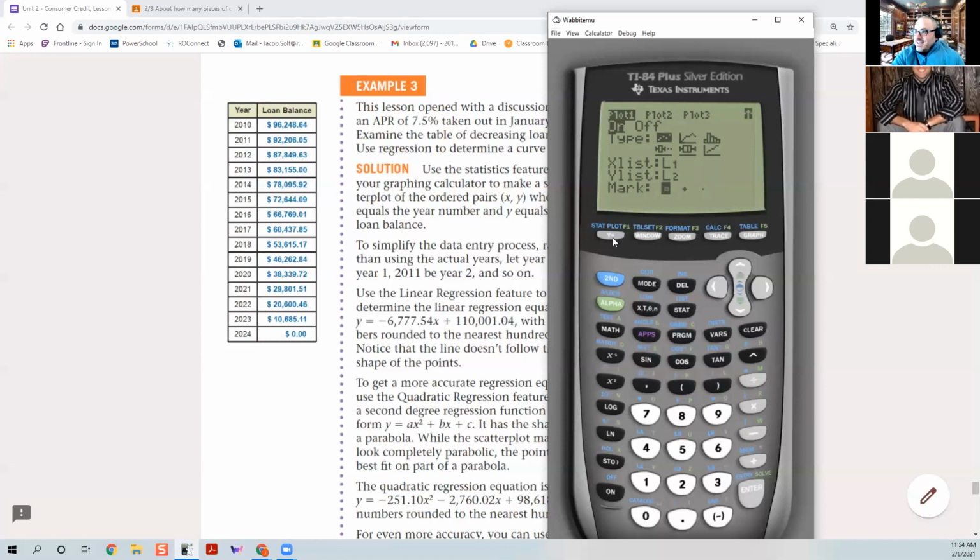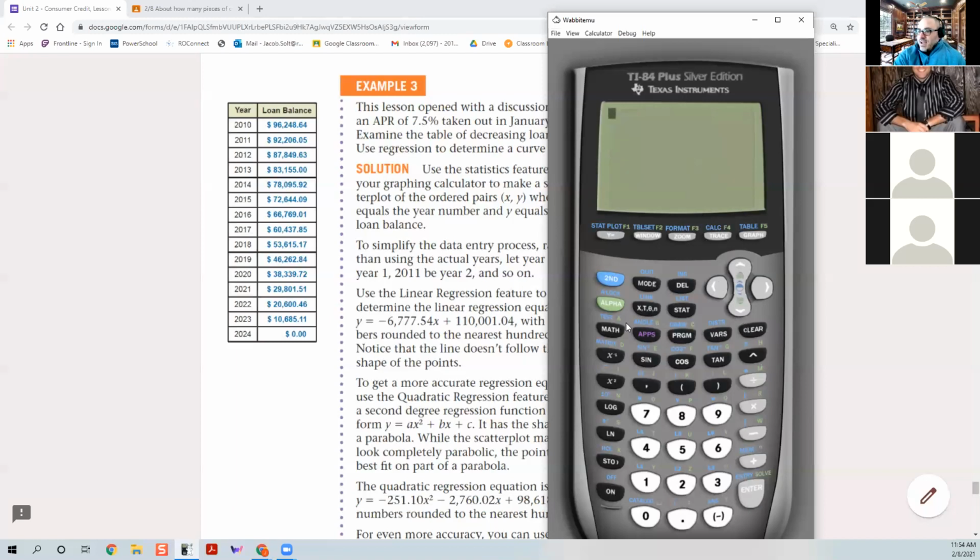Again, I pressed second, y equals, which got me into stat plot. I pressed enter to turn on stat plot 1. I had to move it over to on by pressing enter. I went over to the type. Click down until I get to the type. I want this little dot. I want the dot type.